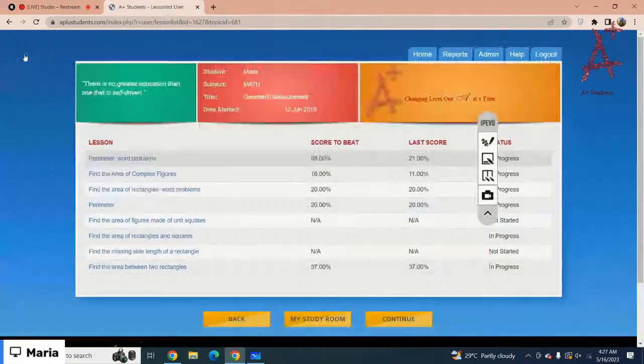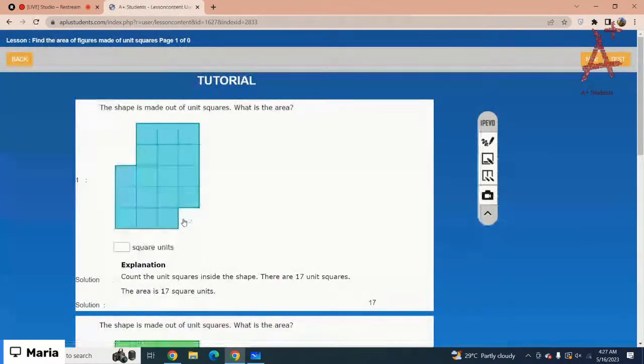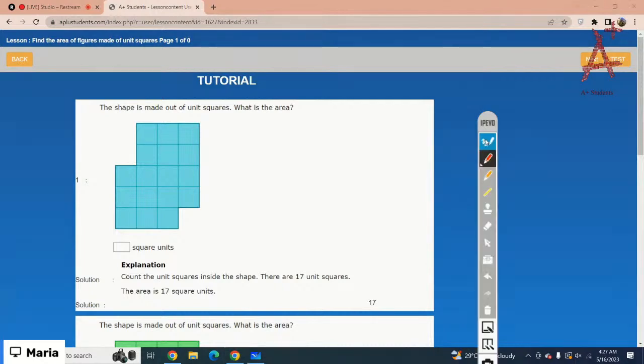And the next lesson is find the area of figures made of unit squares. Let's just start with the lesson. You have to find the area of shapes that are made up of unit squares. You may also have to find their length. Got it? You have to calculate the area of the shape. How do you calculate? You have to count the squares.